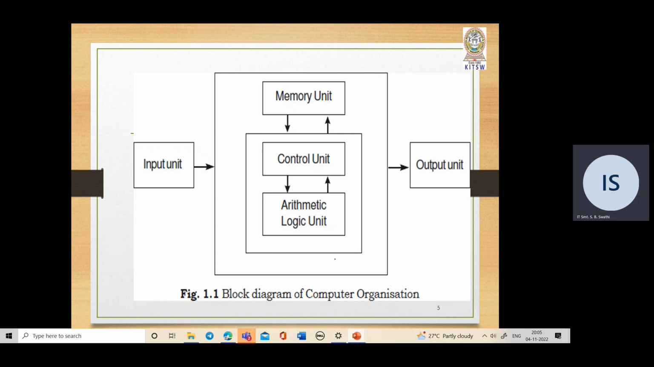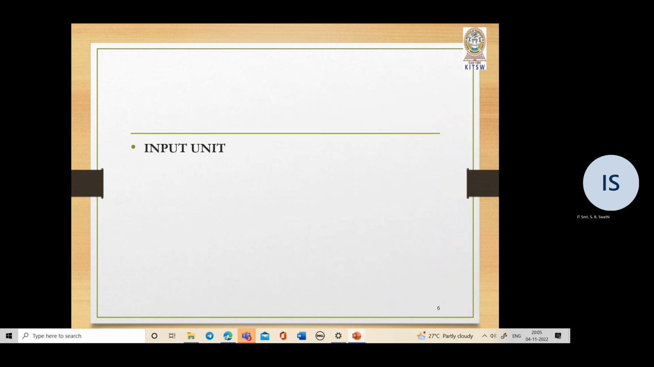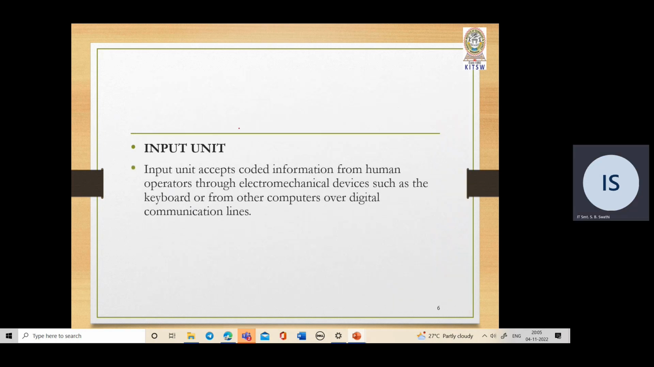Now this is a block diagram of computer organization. We have memory unit, control unit, arithmetic logic unit, and we have input and output. There are other auxiliary modules, but these 5 are the major modules which actually run a computer. So we shall see each one of them, students.